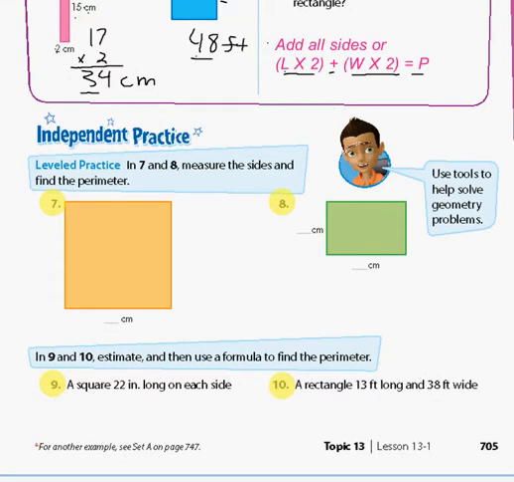In 7 and 8, measure the sides and find the perimeter. So you're going to get your math chart out and use the ruler on there and measure the sides and get the perimeter of that square for number 7. And do the same thing for this rectangle on number 8. Okay. In 9 and 10, estimate and then use a formula to find the perimeter. Okay. 9. A square 22 inches long on each side. And question 10, a rectangle 13 feet long and 8 feet wide.